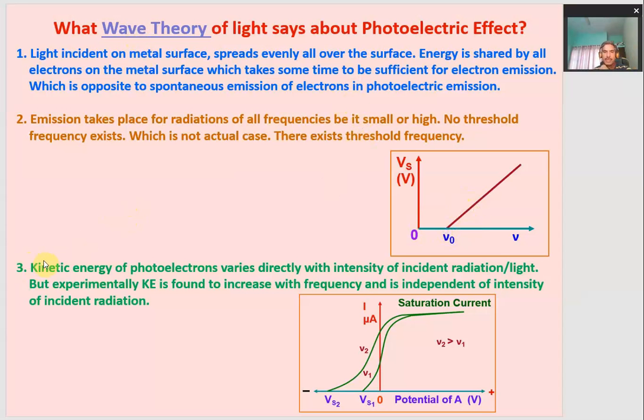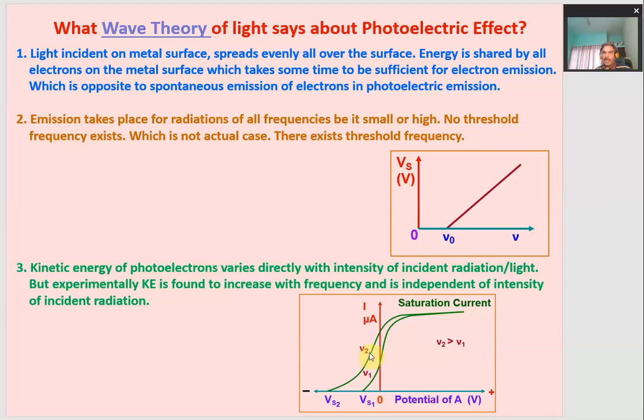The third point which wave theory of light says is that the kinetic energy of the photoelectrons varies directly with the intensity of the incident light. But experimentally we have already come to know that kinetic energy is found to increase with the frequency, right? As radiation of higher and higher frequency is incident, more and more stopping potential is required to stop the emitted electrons. That simply means that higher stopping potential means higher kinetic energy, right? And we know that the stopping potential is higher for higher frequency radiations.